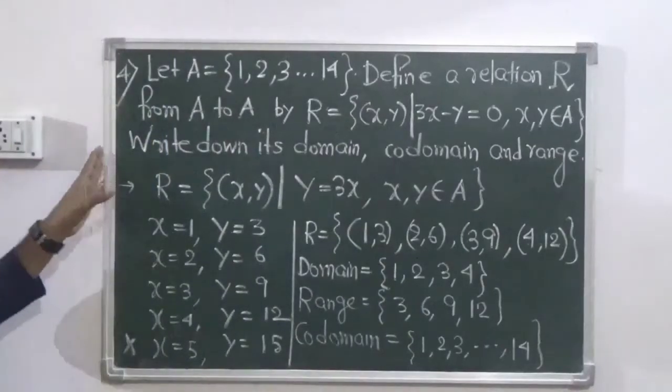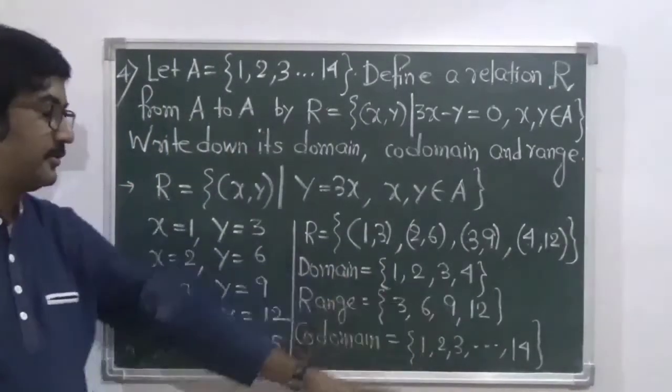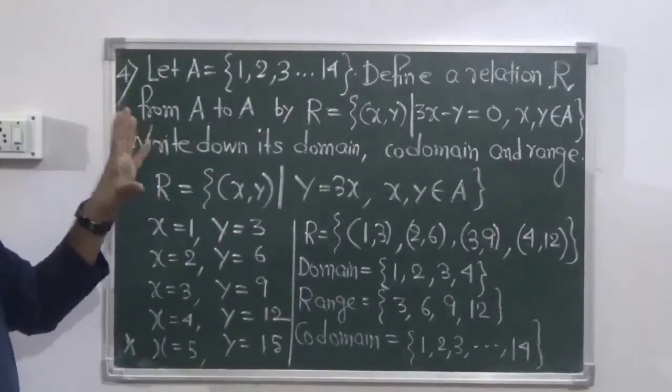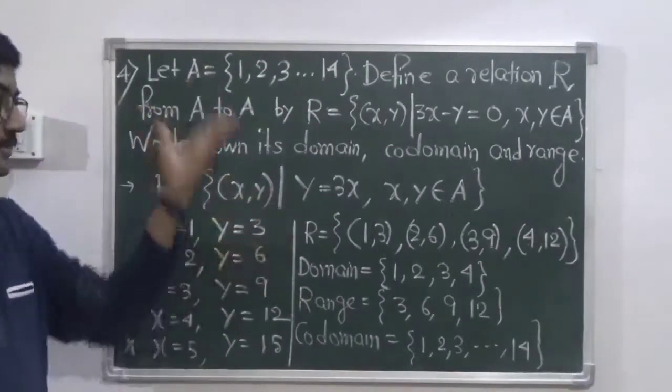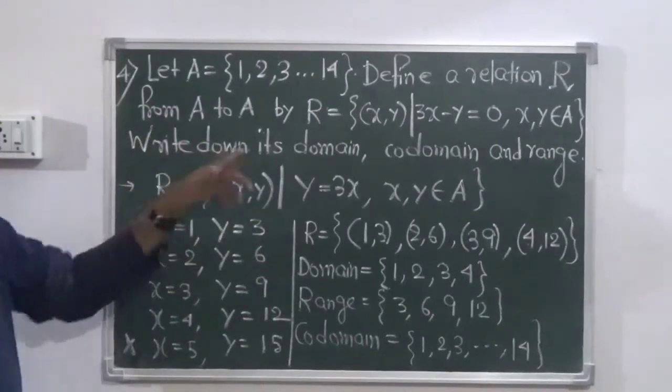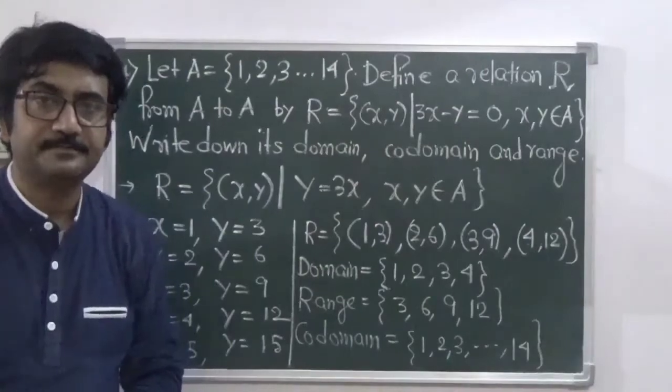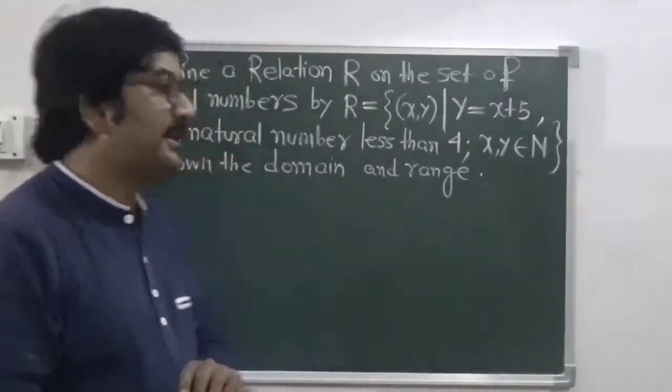So now I think this is very much clear to all of you. Just go through it and try to understand in case you have any doubt. Just review it, go through the theory part, that is what is domain, what is codomain, what is range, and everything will be clear. Now moving on to the next question, question number 5.